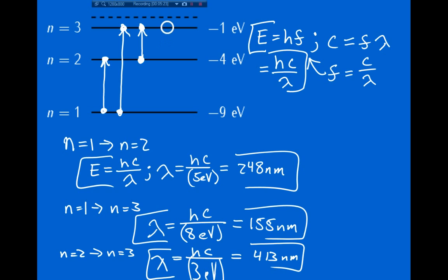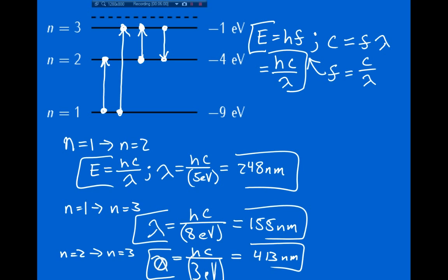So if the electron goes from, say, n equals 3 down to the n equals 2, in this case, the electron is losing energy because it went from a state where it had minus 1 electron volt to a state where it has minus 4 electron volts. So it lost 3 electron volts of energy. And by conservation of energy, that means this electron has to emit a photon which will carry away with it that energy difference. So when the electron goes from the n equals 3 state down to the n equals 2 state, that electron will emit a photon that carries away 3 electron volts.